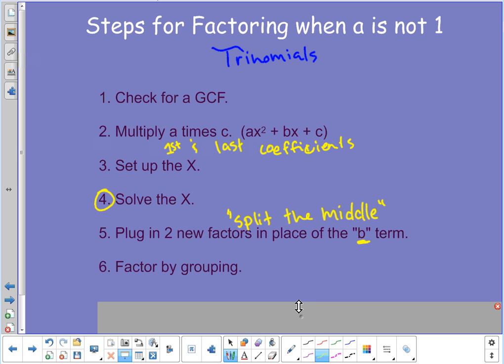The whole point of this process is the very fact that we start with 3 terms and we can't factor by grouping with only 3 terms. We have to factor by grouping with 4 terms. So somehow we need to strategically split the middle term of the trinomial so that we can factor by grouping. But we have to be smart about how we split the middle. We have to split it in a way that's going to work. So that's what all of this, multiply the a times c, set up the X, solve the X, is for.